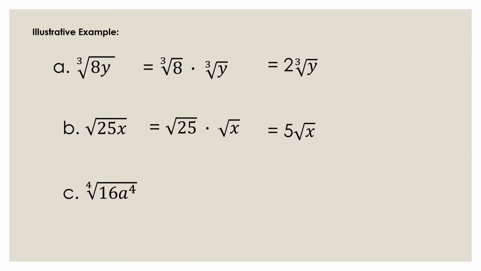And letter C, the fourth root of 16a raised to the power of 4. So it is equal to the fourth root of 16 times the fourth root of a raised to the power of 4. And we can simplify that as 2a. Therefore, the fourth root of 16a raised to the power of 4 is equal to 2a.